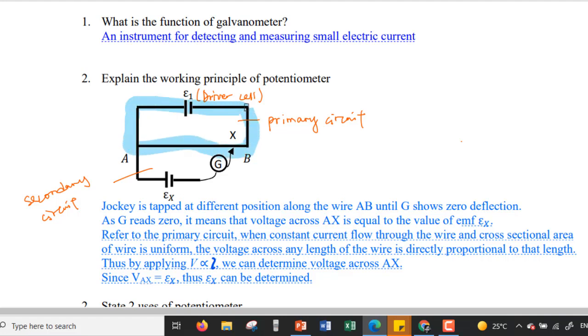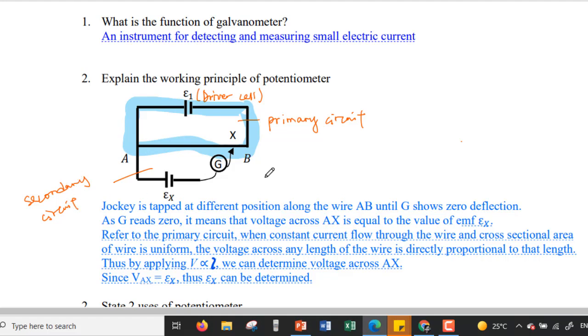So this is the primary circuit of our potentiometer. Then the voltage that we want to measure, the dry cell, one of its terminals we are going to connect to point A of the wire. The other terminal we are going to connect to a galvanometer and a jockey. The jockey will tap on different positions on the resistive wire AB. This will form the secondary circuit.